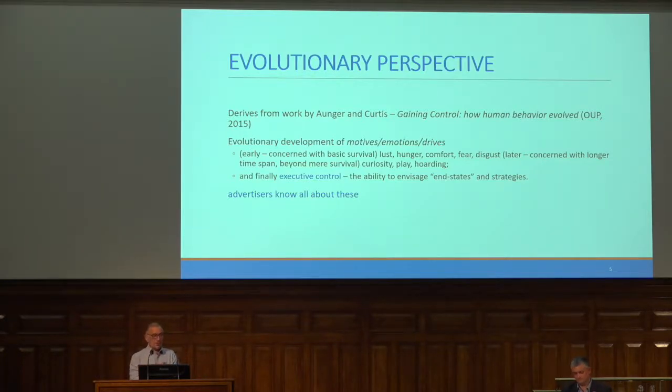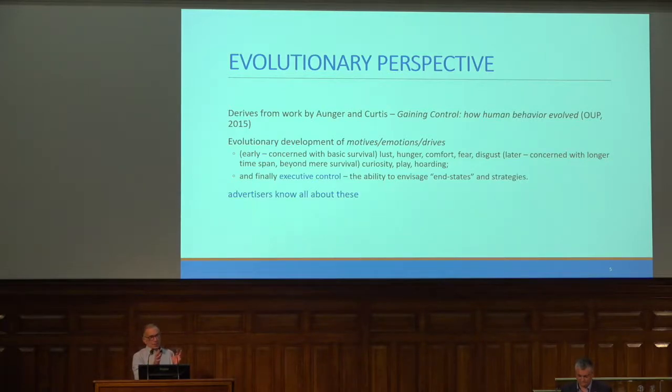And the interesting thing about this book is that it distinguishes between different kinds of human behavior as having appeared at different developments in our evolution. So there are early behaviors such as lust, good idea, reproduction, hunger, fueling reproduction, comfort, looking after children, fear, keeping away from predators. Disgust, keeping away from things that might eat you or might harm you. Even amoeba, apparently, show a revulsion response.